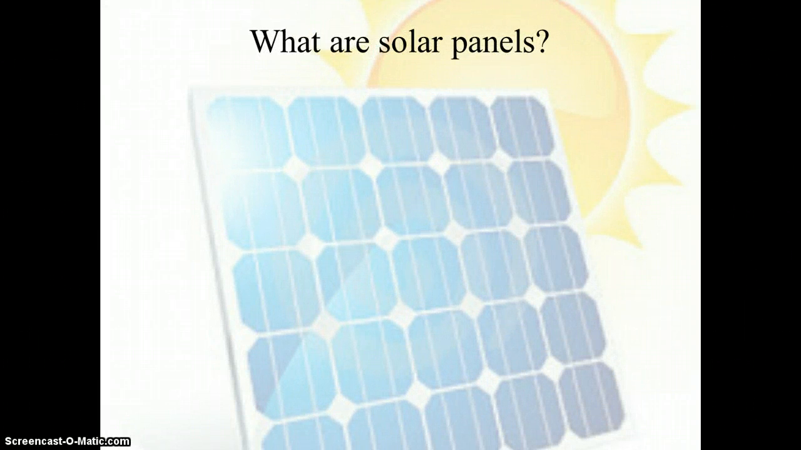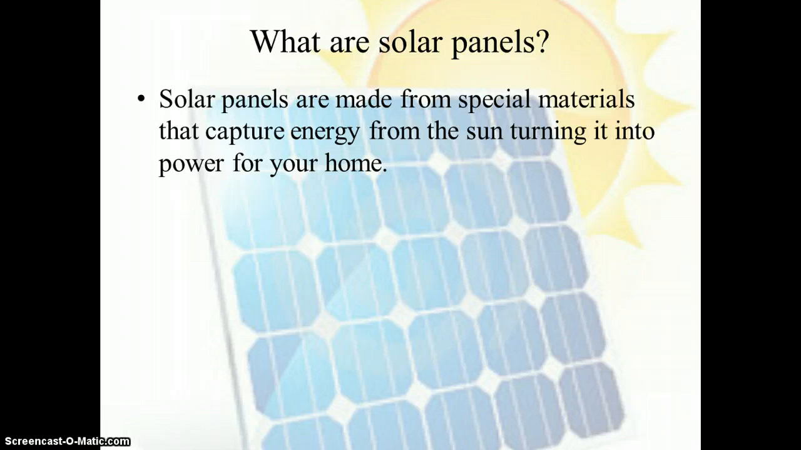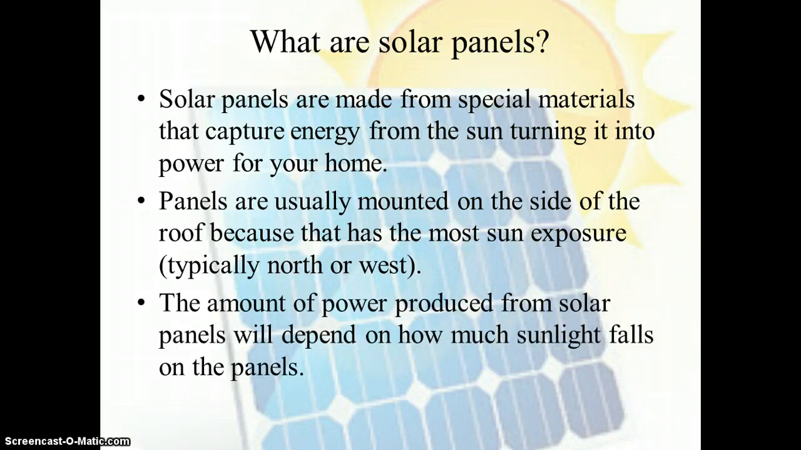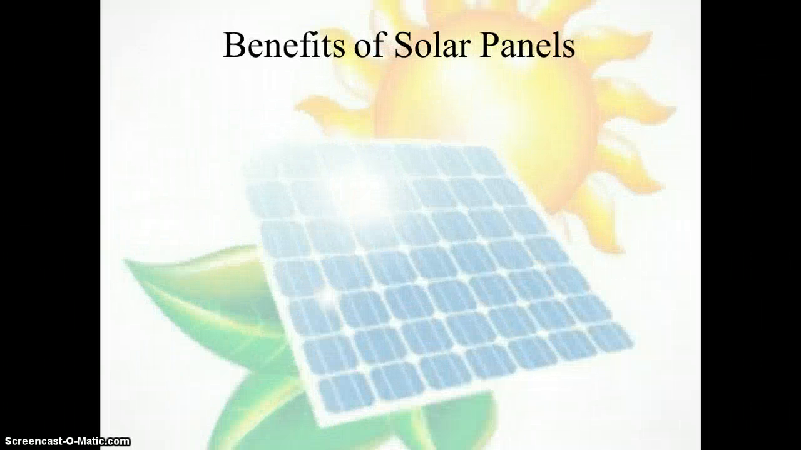So what are solar panels? Solar panels are made from special materials that capture energy from the sun, which turn it into power for your home. They're usually mounted on the side of the roof because that has the most sun exposure, so typically north or west facing roof. And the amount of power produced from solar panels depends on how much sunlight falls on the solar panels. So if you get a large amount of sun like we do in WA, having solar panels would be ideal, as it can potentially save you money and lower your environmental footprint.